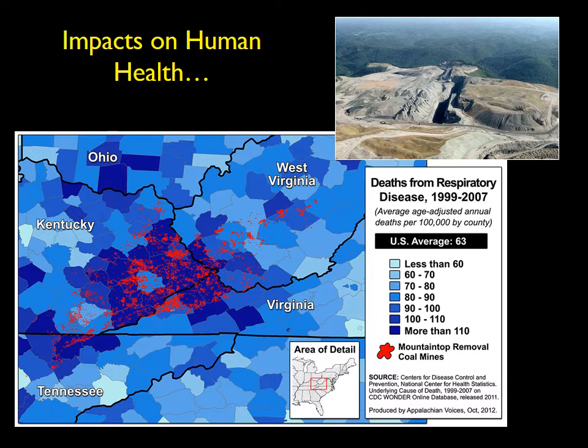So the mountaintop removal coal mines are shown in red here. This is in Appalachia, generally places that are fairly economically depressed. And when you look at deaths from respiratory disease, it really concentrates pretty highly around these mountaintop removal sites. So all of this explosion, blowing up the rock and things up above the coal, of course, creates massive amounts of dust, and that leads to respiratory disease problems.